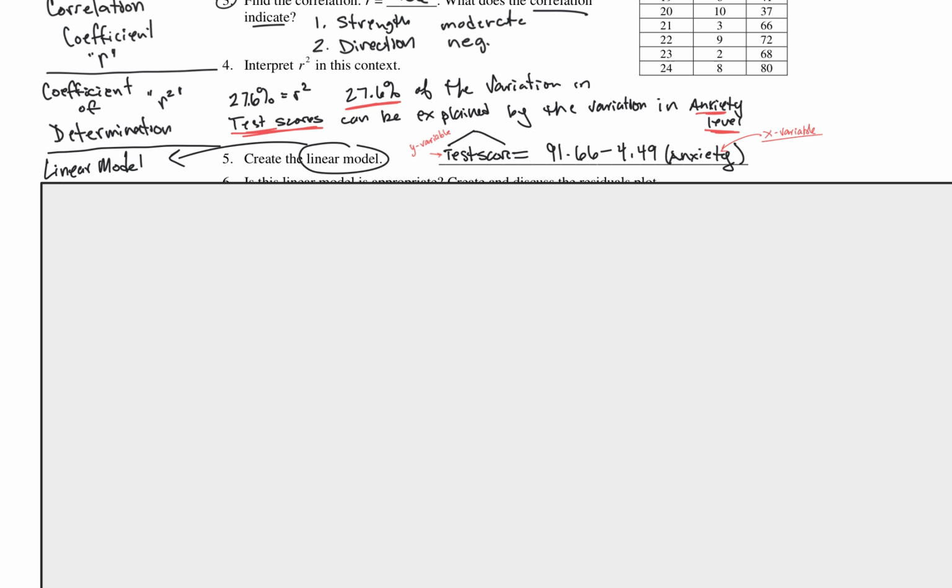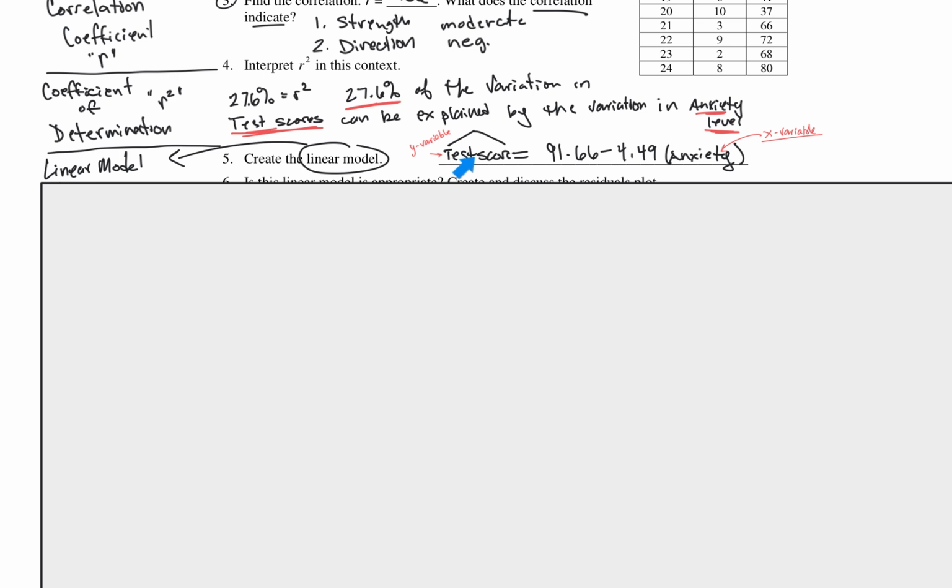Now, in a lot of cases, they will ask you for, quote, the linear model. What they mean by that is just the line of best fit. So when you did linreg, 2 of those expressions that you got were A and B, your line of best fit's y-intercept and your slope. In this case, the y-intercept was 91.66 right here. And then the slope was negative 4.49.